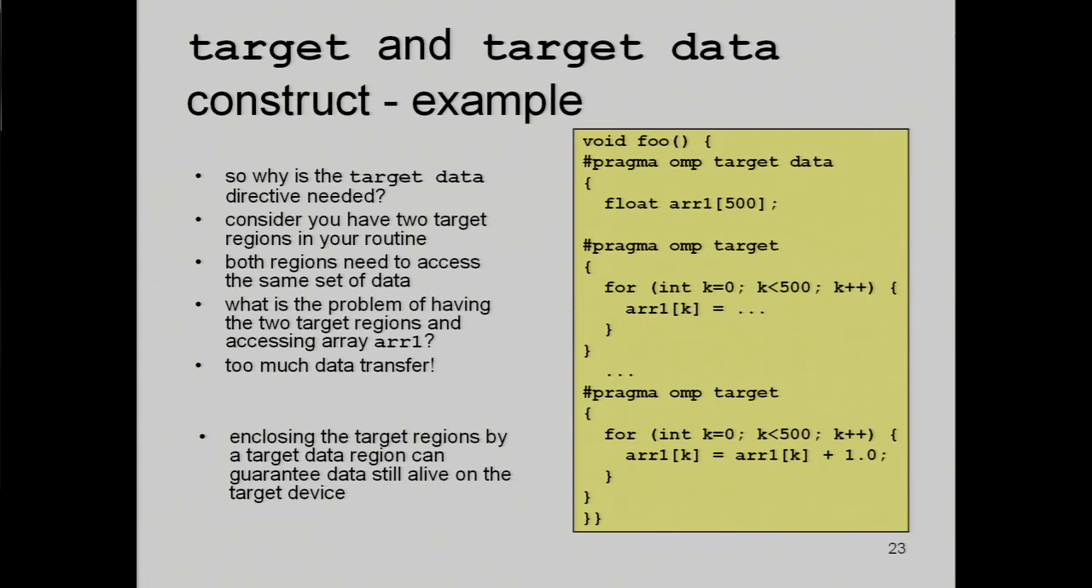So the idea of the target data construct comes in handy here. Here I have a target data, and I already say that inside the target data, AR1 will be allocated. What this whole thing does is preserve the data on the target device, and then when I try to reuse it in the second target region, I can reuse it right away, so it will save me the transfer. So that's the whole idea of the target data.